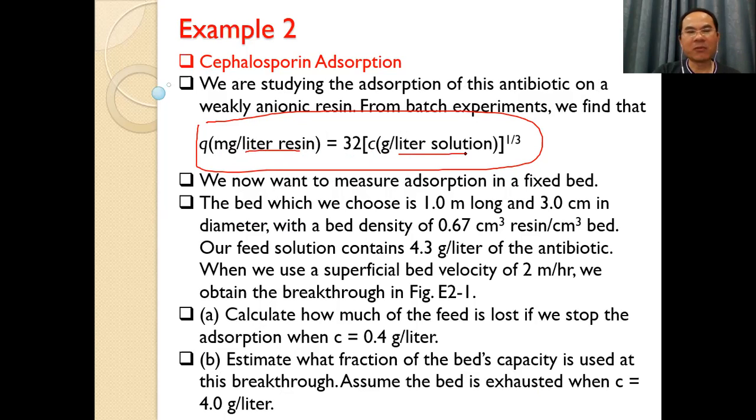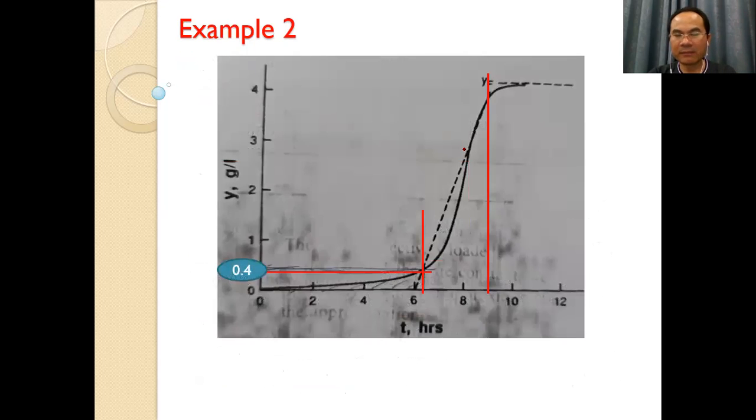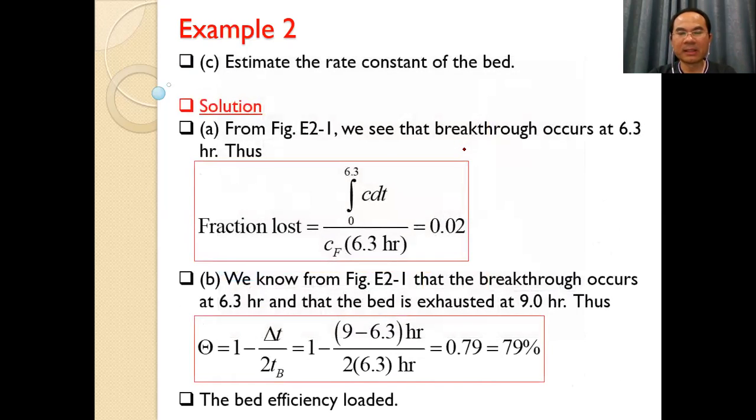Now we want to measure adsorption in a fixed bed. The bed height is 1 meter. The diameter of the column is 3 centimeter. The bed density is 0.67 cubic centimeter resin per cubic centimeter of bed. Our feed solution contains 4.3 gram of antibiotic per liter of solution. When we use a superficial bed velocity of 2 meters per hour, we obtain the breakthrough as shown in this figure. This is the breakthrough curve for this example.